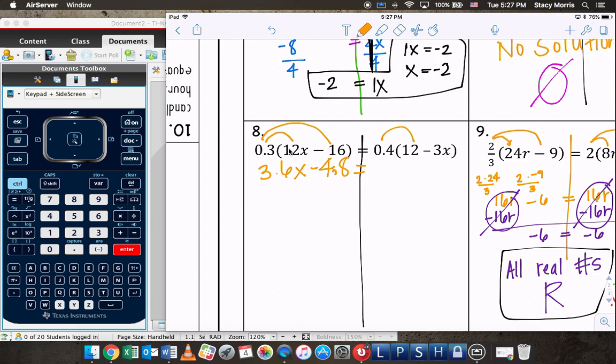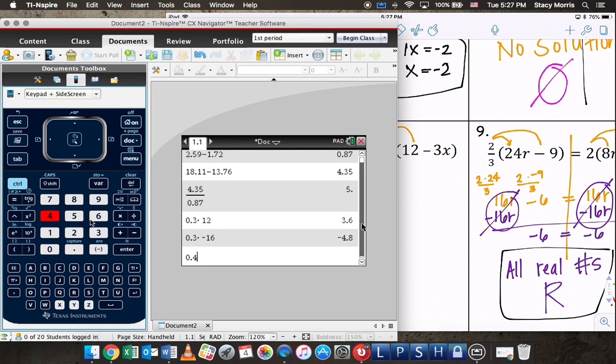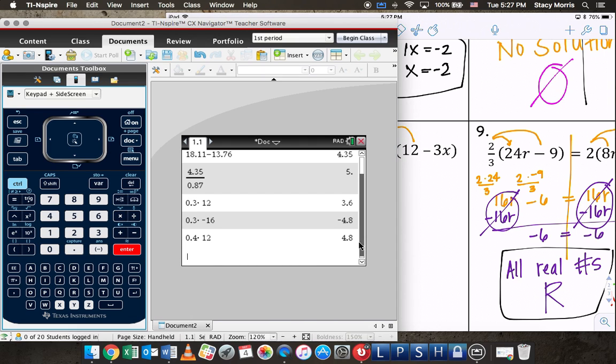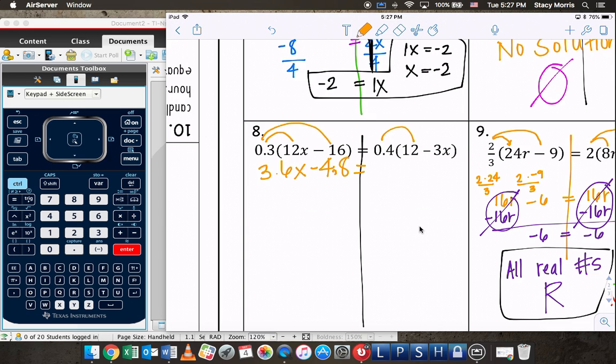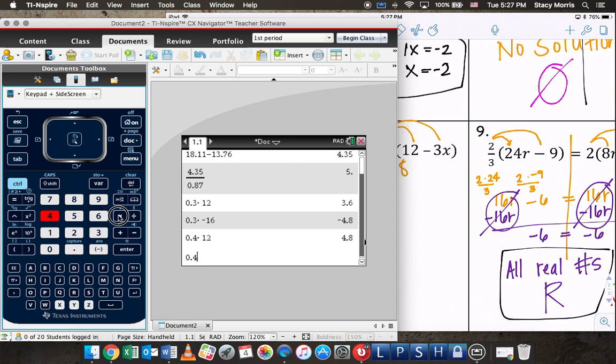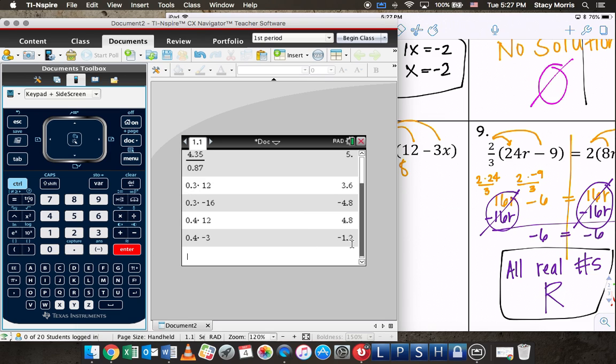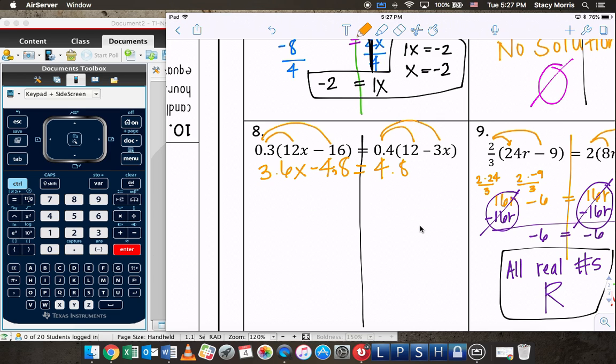0.4 times 12 is going to be 4.8. So 4.8. Then we do 0.4 times negative 3x. So 0.4 times negative 3 is negative 1.2. So minus 1.2x. All right, our parentheses are gone. Now we want to make sure that we can combine any like terms on each side. So on this side, I have an x and I have a constant. This side, I have a constant and an x. So nothing that I can combine over here, nothing that I can combine over here.